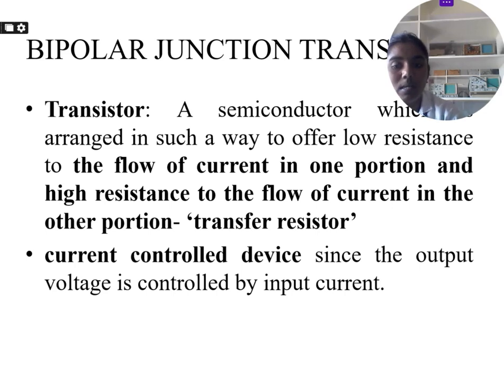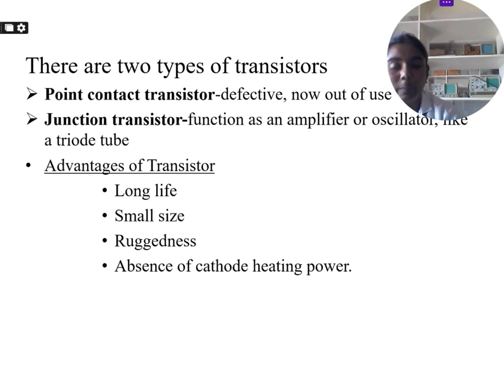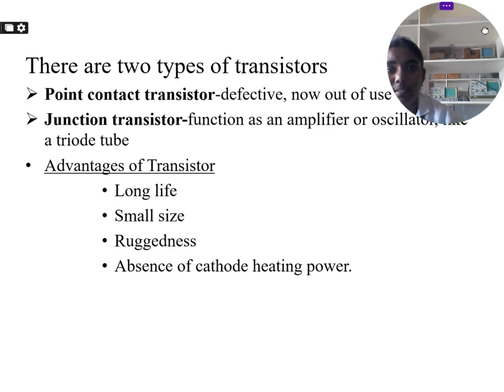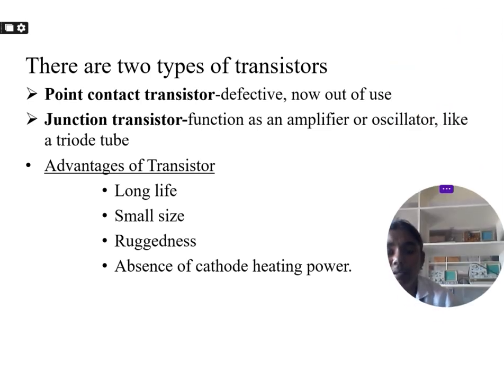So the BJT is otherwise called a current control device. Why? Since the output voltage is controlled by the input current. There are two types of transistors: one is the point contact transistor, and the other is the junction transistor. The point contact transistor is defective and now out of use. But the junction transistor functions as an amplifier or oscillator, like a triode tube.